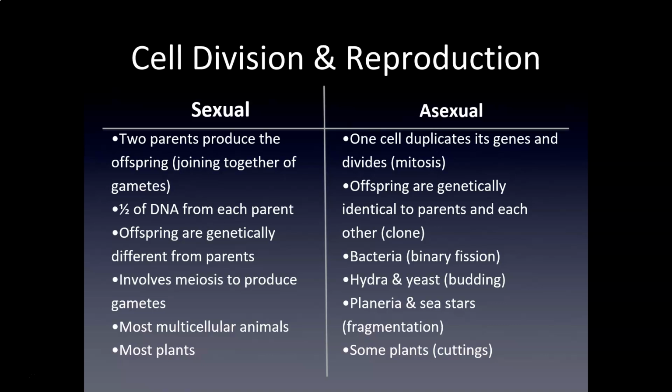Sexual reproduction is really going to be our focus here because now we're going to take two parents and create those gametes and then allow those gametes to come back together to produce those offspring so that each parent is contributing half of their genetic information to that offspring. As a result, those offspring are genetically different from the parents.